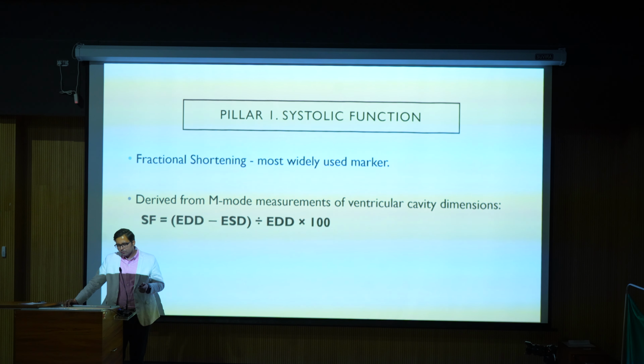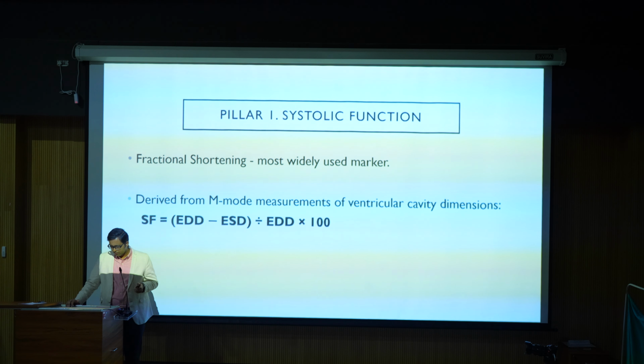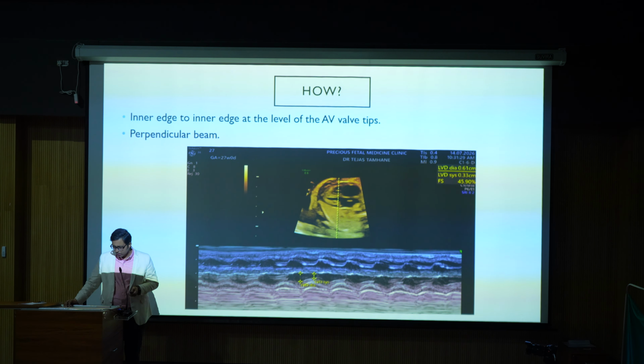So starting with the first pillar, I'll just quickly touch upon all these functional assessments. First is the systolic function. As I said, it is the most widely used and the first marker that is used in most cases. We derive it from the M mode measurement of the ventricular cavity dimensions, as I showed here.